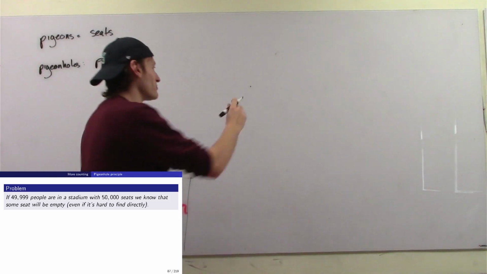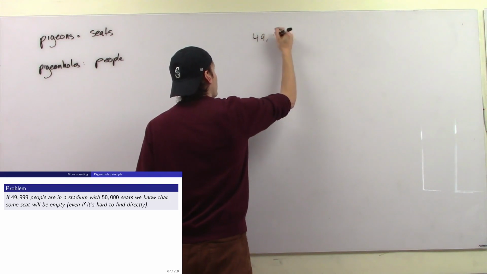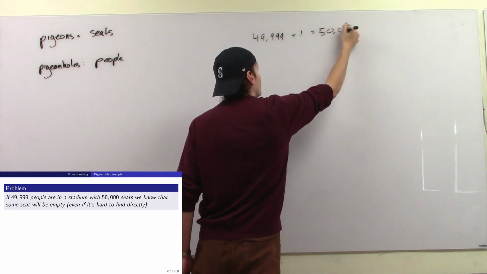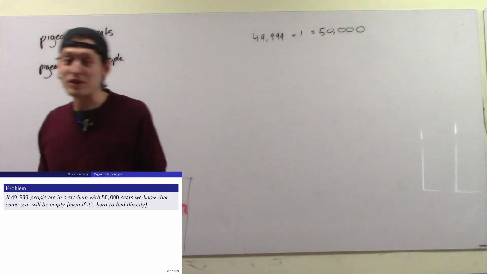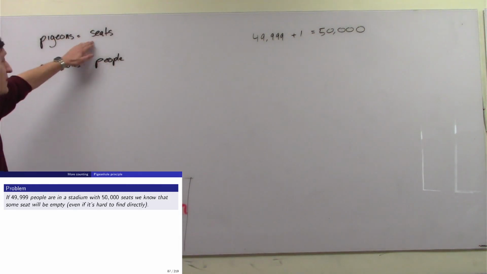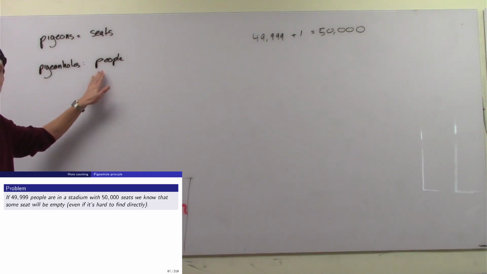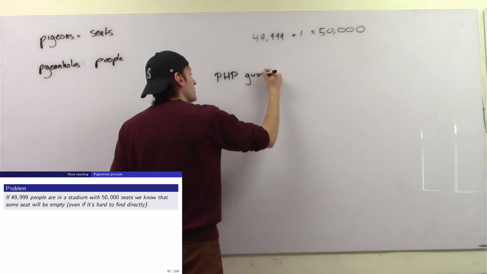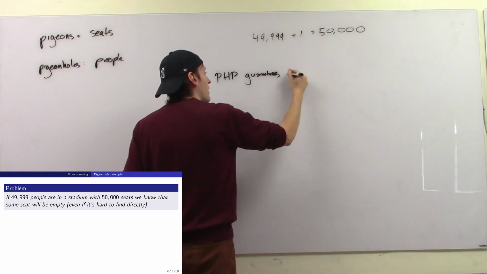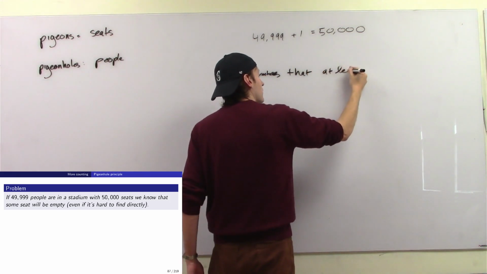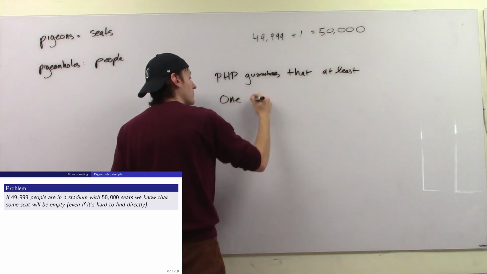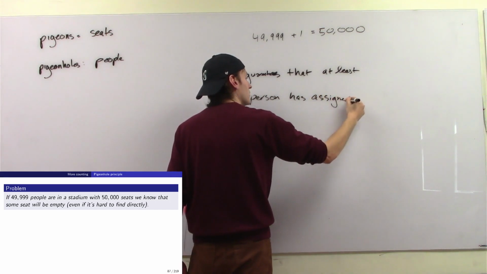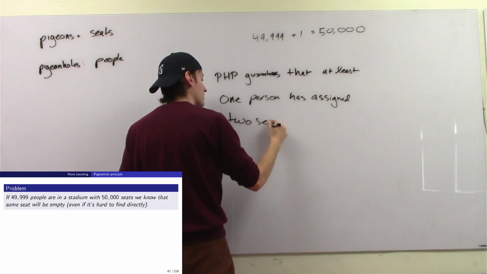And cunningly, this problem has been arranged. We'll notice that 49,999 plus 1 equals 50,000. So this means that actually we can use the pigeonhole principle on this problem. If I have 50,000 seats and 49,999 people, the pigeonhole principle guarantees that at least one person has been assigned 2 seats in our process.